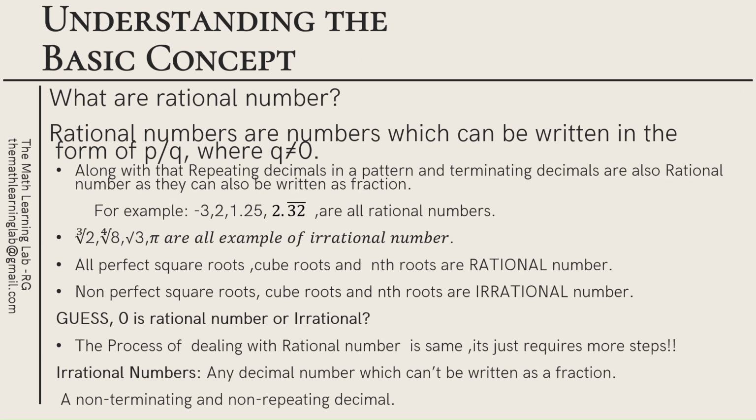Now, if these are all rational numbers, the question comes, what are irrational numbers? All the non-perfect square roots, non-perfect cube roots, or numbers without any repeating pattern are irrational numbers. For example, pi, easiest of all. It keeps on going and we never know where it will end. Cube root of 2, cube root of 4, they all are irrational numbers. Now guess what? Is 0 rational or irrational? 0 is a rational number because you can write it as 0 divided by 1, 0 divided by 2, because the condition says only the denominator should not be equal to 0. So 0 is a rational number.